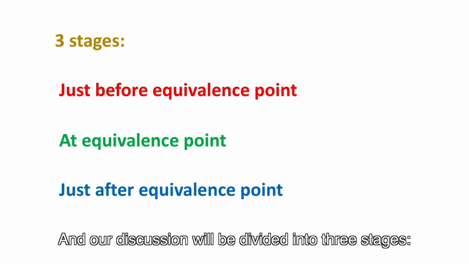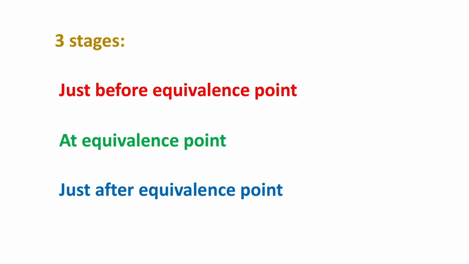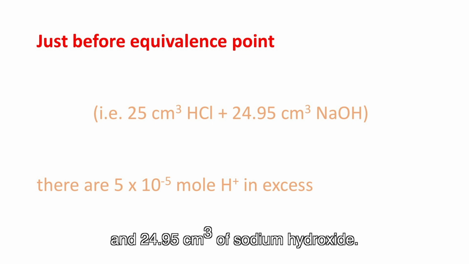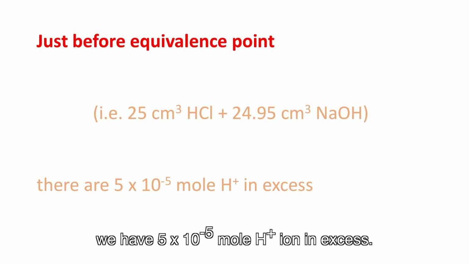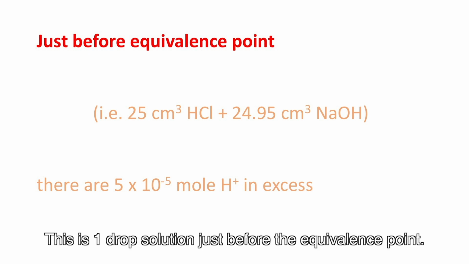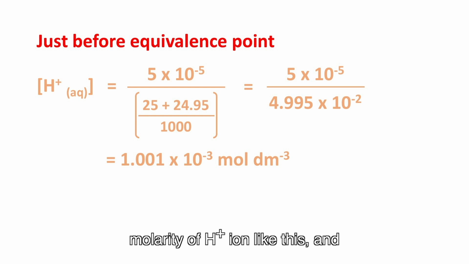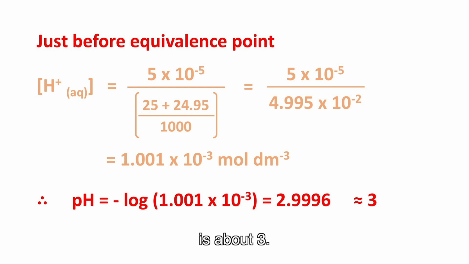Our discussion will be divided into 3 stages: just before the equivalent point, at the equivalent point, and just after the equivalent point. And here we start. We have 25 cm³ hydrochloric acid and 24.95 cm³ of sodium hydroxide. With calculation, we have 5 × 10⁻⁵ mole of hydrogen ion in excess. This is 1 drop of solution just before the equivalent point. With the calculation, we can find the molarity of hydrogen ion like this, and we can find the pH value of this solution just before the equivalent point is about 3.